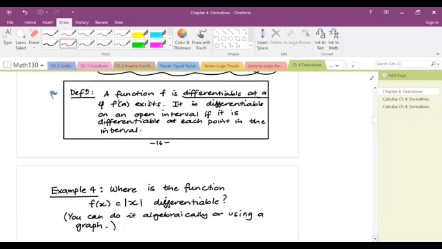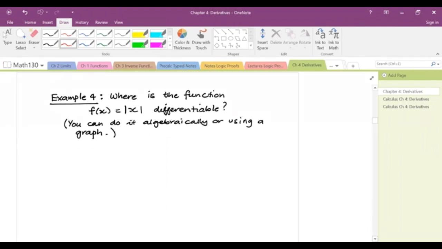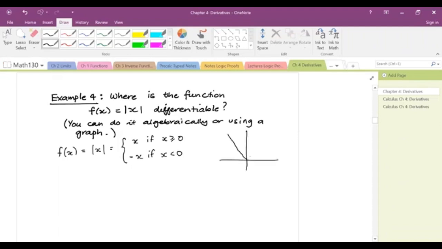So let's explore the idea of differentiability with the next example. Where is the function f of x equal to mod x differentiable? You can do it algebraically or using the graph. Okay, first let's write the definition. f of x equal to mod x is equal to x if x is greater than or equal to 0, and minus x if x is less than 0. And I'll just sketch a quick graph here of that function, y equals mod x.